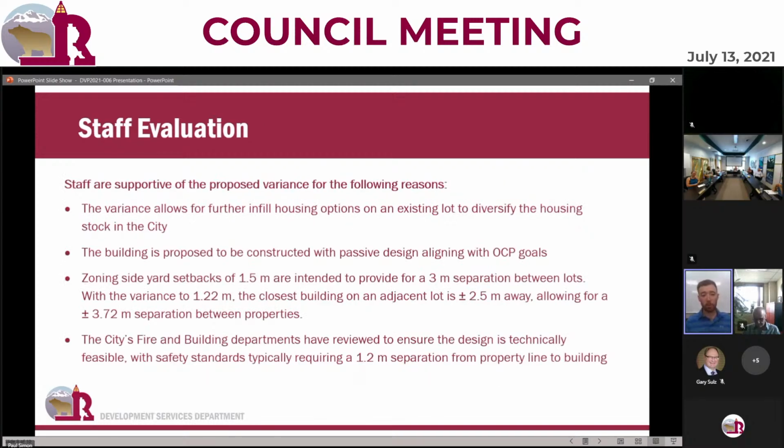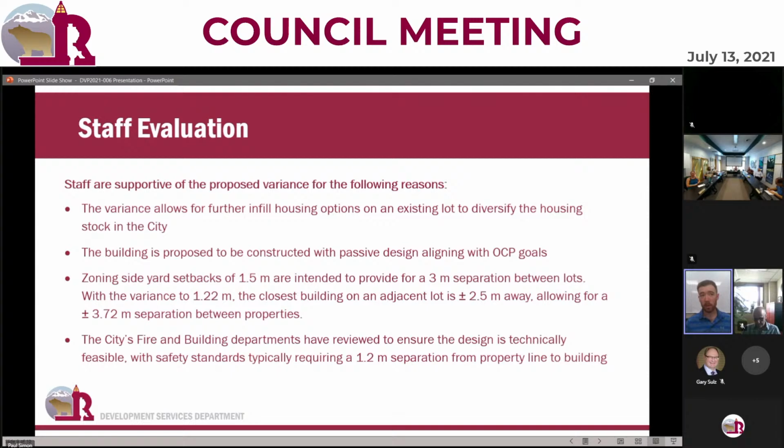So in staff's review of the application, we are supportive of the variance for the following reasons. The variance does allow for further infill housing options on an existing lot that does contain the R2 zoning to ultimately diversify housing stock within the city. The building is proposed to be constructed utilizing passive design, which does align with OCP sustainability goals to help reduce energy consumption and thereby reducing greenhouse gas emissions.